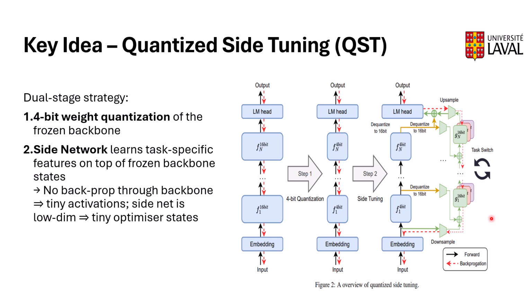Finally, the architecture remains extremely clean and efficient. The side network handles both forward and backward passes, while the frozen backbone only participates in the forward pass. In the next slides, I'll go deeper into how each of these ideas is implemented.